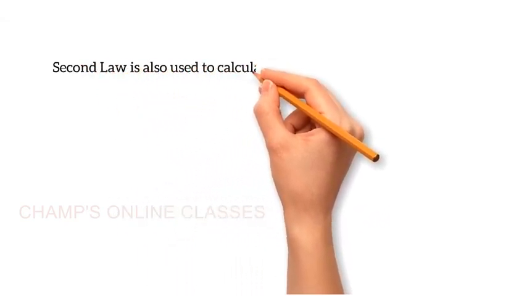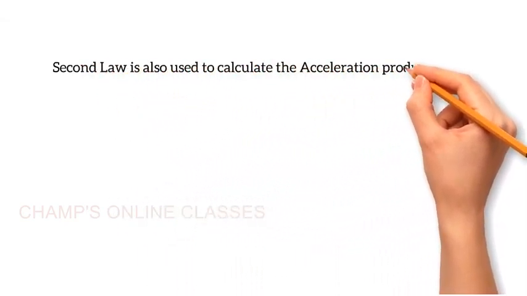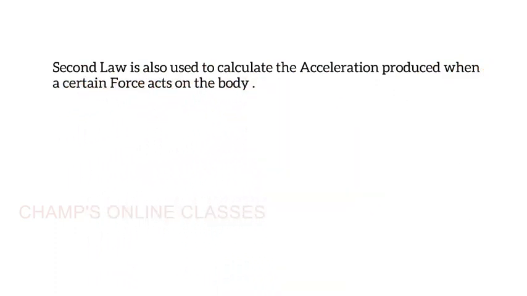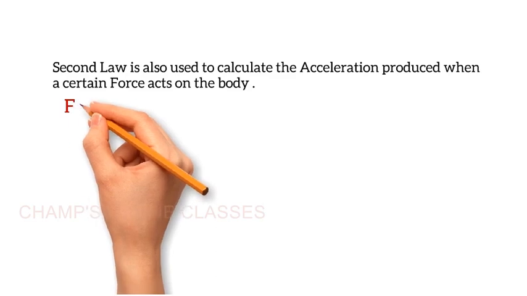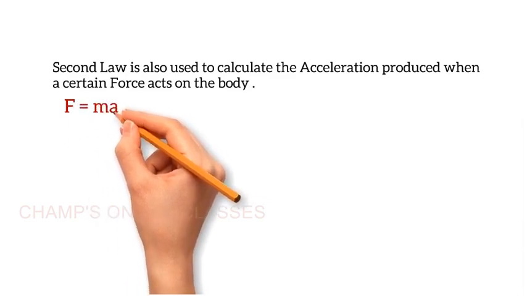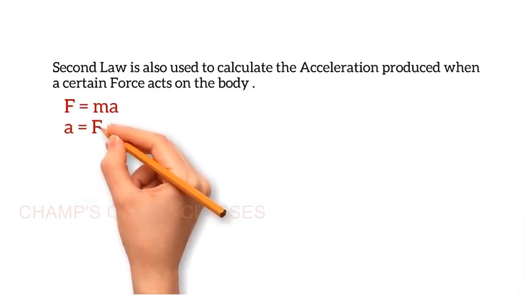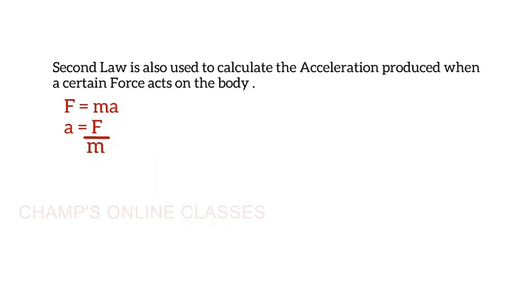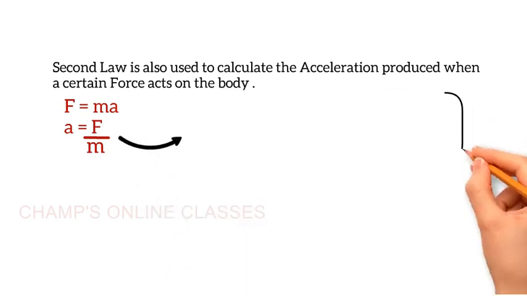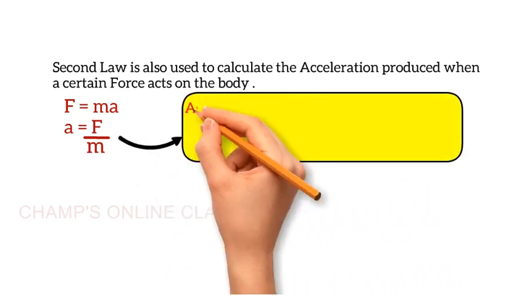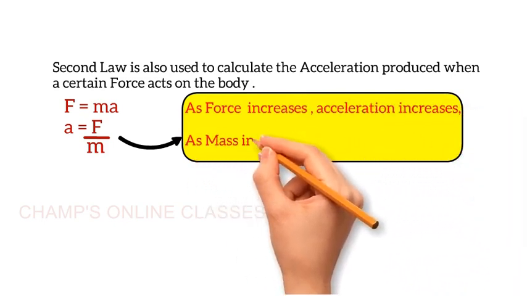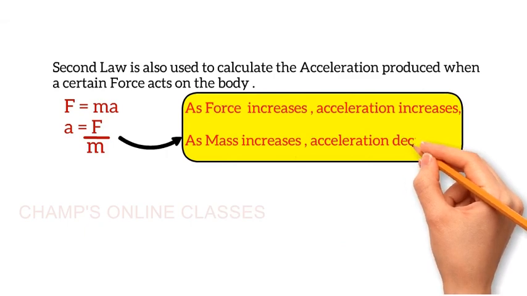Second law is also used to calculate the acceleration produced when a certain force acts on a body. Now we know force is equal to mass into acceleration. If we shift mass to that side, acceleration is equal to force divided by mass. So from this formula we can see acceleration is directly proportional to force and inversely proportional to mass. So as force increases, acceleration increases, and as mass increases, acceleration decreases.